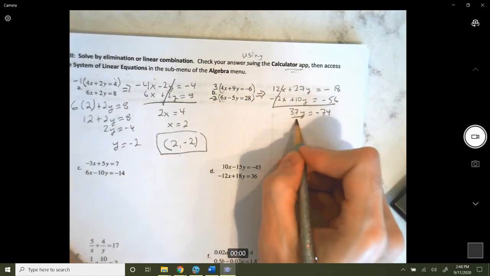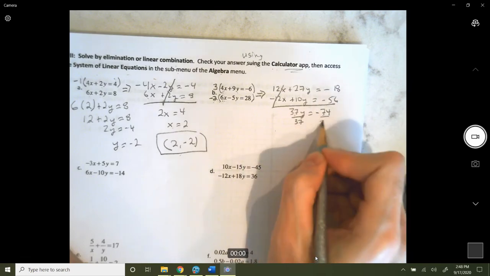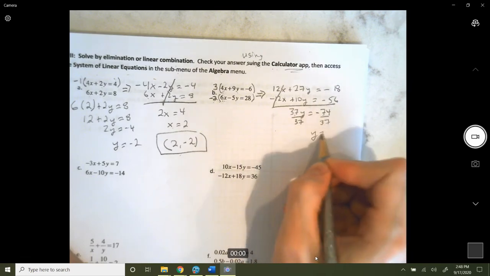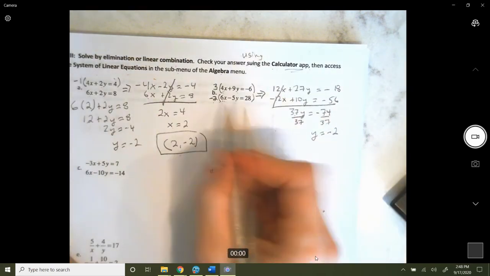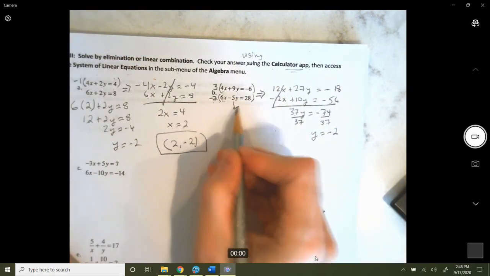We can divide both sides by 37. And we get y equals -2. Plug that -2 into either equation. I'll just plug it into the second equation.